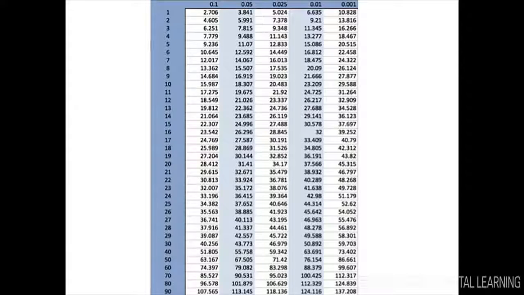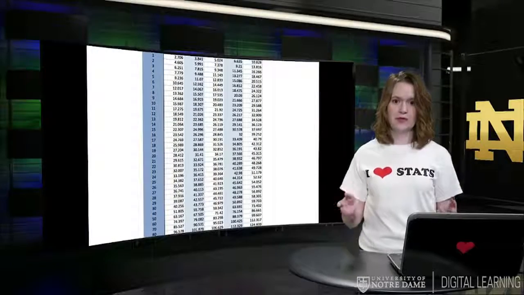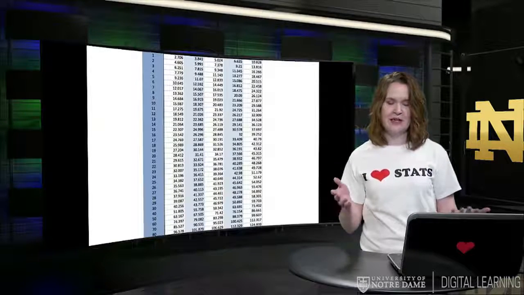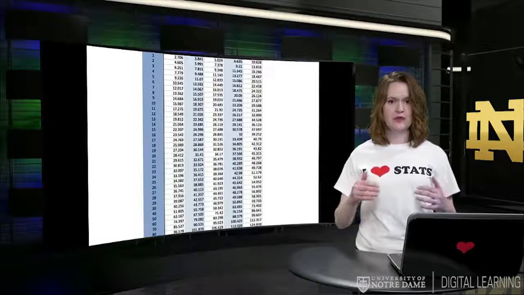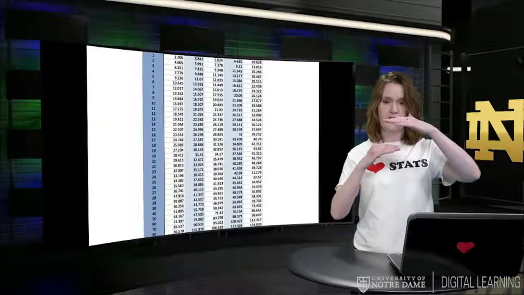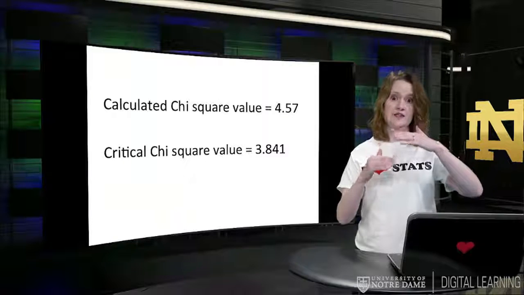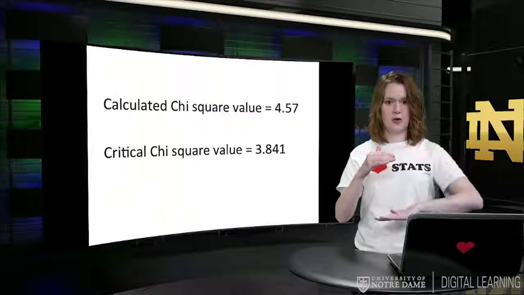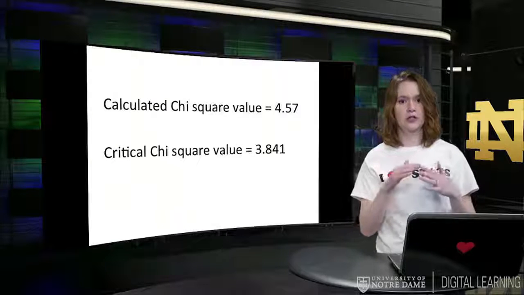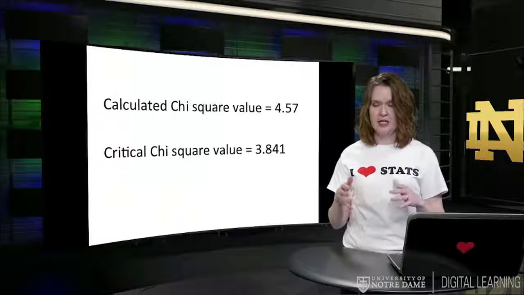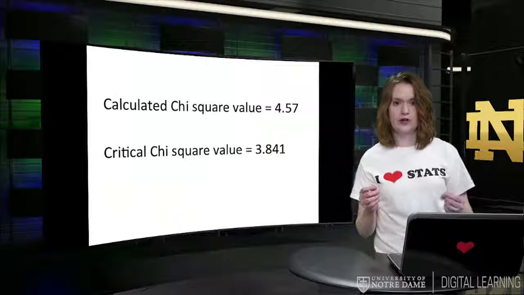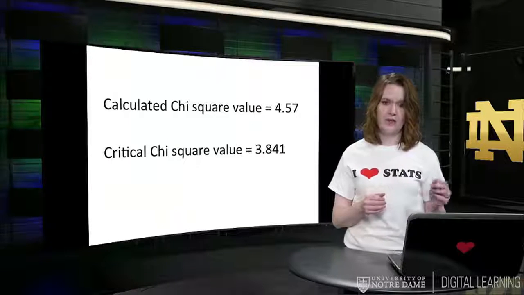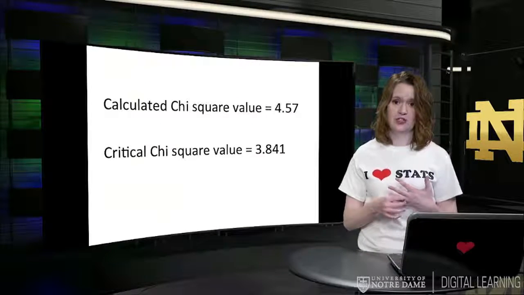So what does this mean? So now we have two values. What can we now determine about our problem that we started with, this relationship between gender and toilet paper placement, based on these two values? So I told you before that if your calculated value is higher than your critical value, then you have found a significant relationship. Again, if your calculated value is lower than your critical value, then you can conclude no significant relationship. So obviously in our example, 4.57 is greater than 3.841, so we have found a significant relationship.